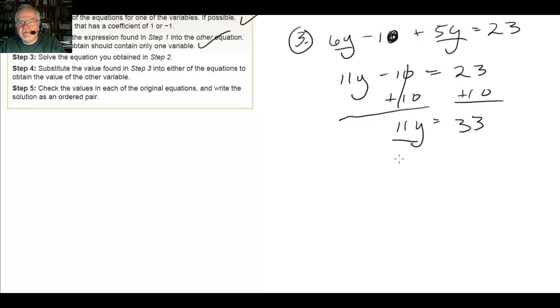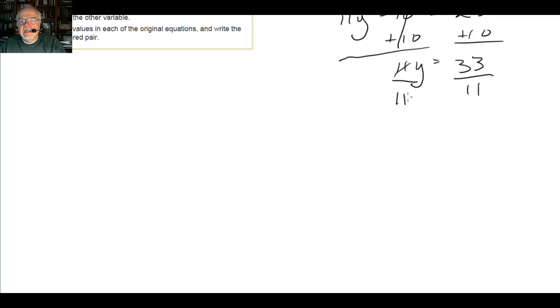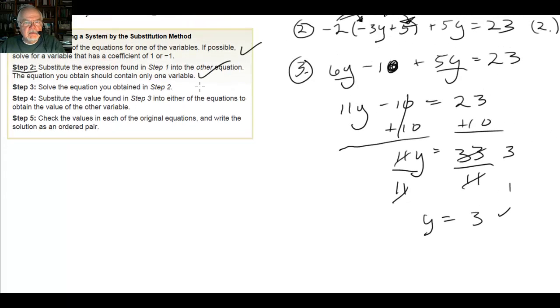The inverse function of multiplication is division. So I'm going to divide by 11, and if I do it to one side, I have to do it to the other side. Well, that's 1, so that's good. That goes away. 11 goes into 11 once. 11 goes into 33 3 times. So y equals 3. So I solved this. Hooray! So I think I'm done with step 3.